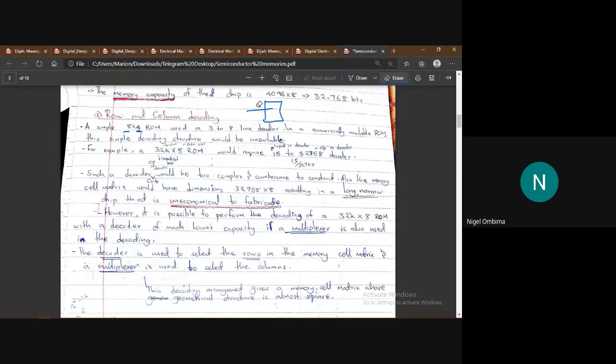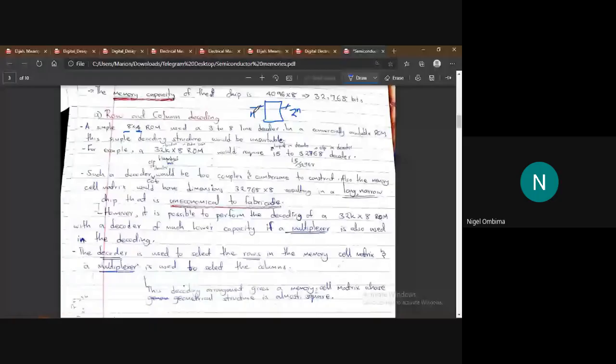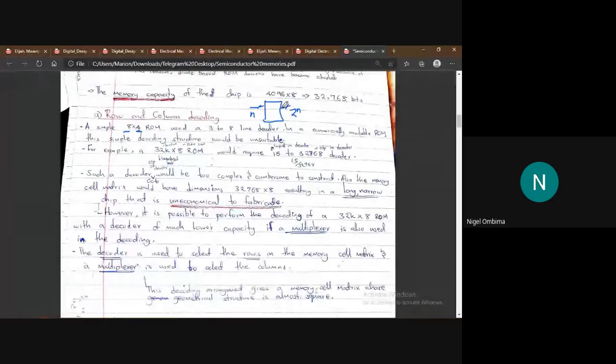There's the input and there's the output. So the input usually is n, and the output usually is 2 power n. Like here, it's stored in 8 memory locations. A decoder selects the address, the row in which the data is stored.